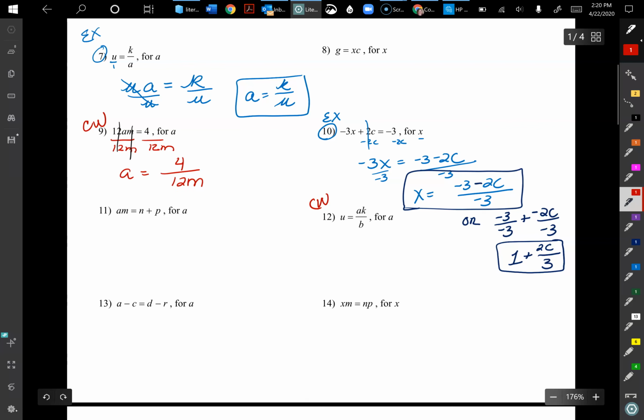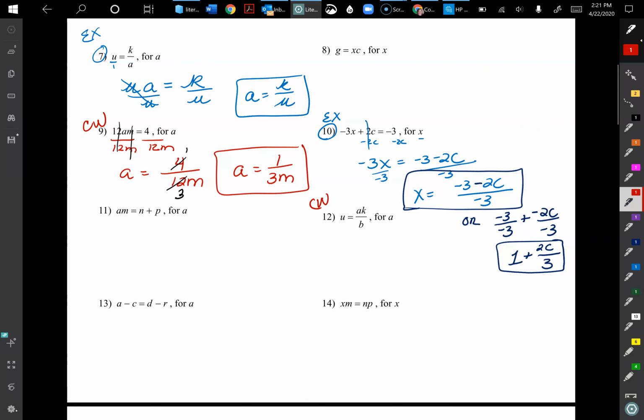So I would be just left with A there and 4 over 12m. And that I can reduce because it's factors with factors. So I have 4 into 4 is 1 and 4 into 12 is 3. So my A is going to equal 1 over 3m.